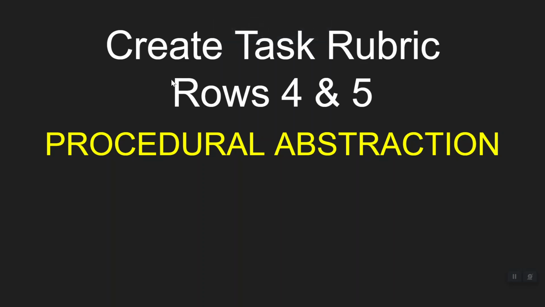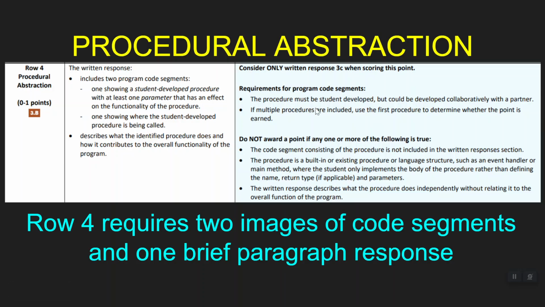Here we are back at it again, talking about the Create Task rubric. This time we're going to concentrate on rows 4 and 5 because both of these rows are related to how your program is going to use a function or procedure and this whole concept of procedural abstraction. So let's get into it.